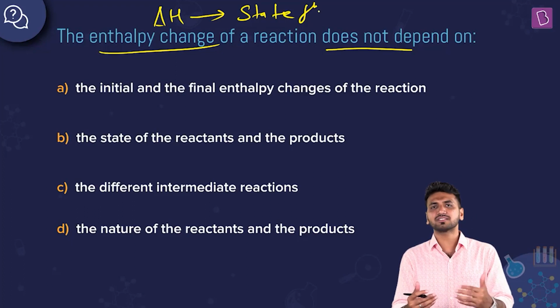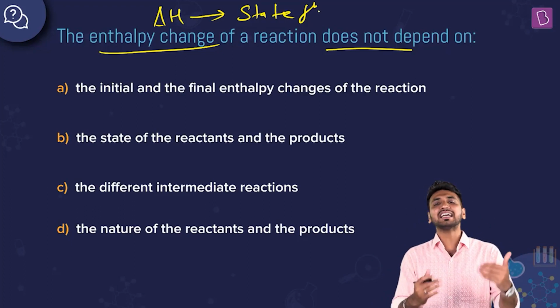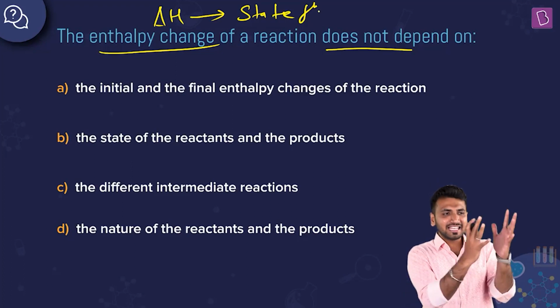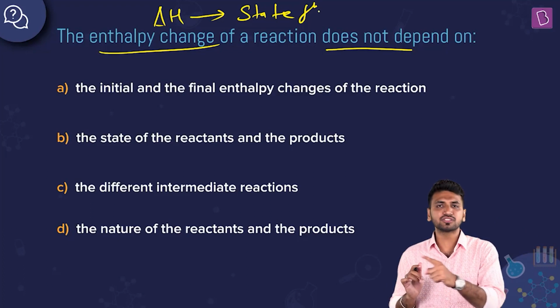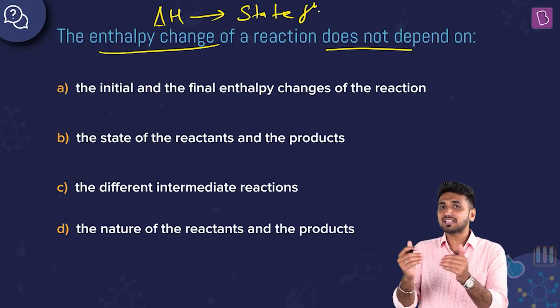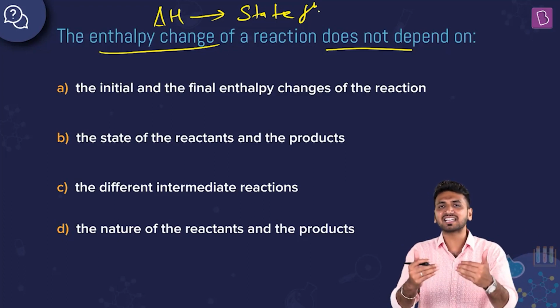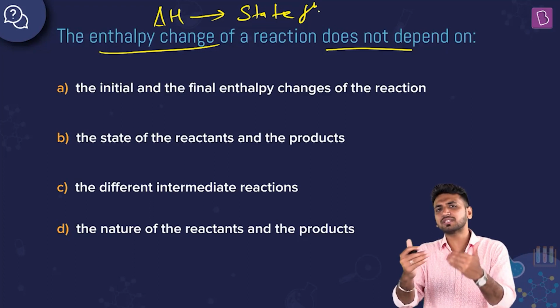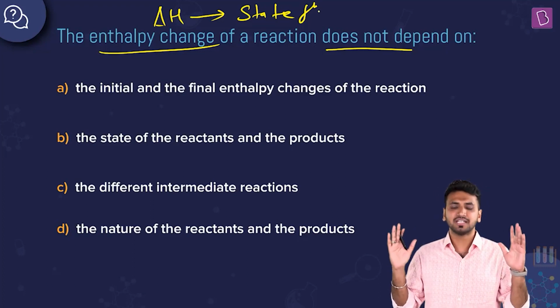There are two types of function. One is state function, another one is path function. As the name suggests, the state function depends on the initial and the final state only. It does not depend on the path, does not depend on the intermediates, right? And the path function, like heat, is going to depend on the path that is followed. If you change the course of the path, then the path function is of course going to change.